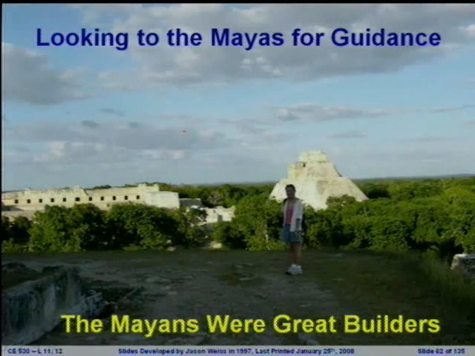Now I'm going to take a step back, and I'm going to point to some other civilizations, and I'm going to point to the Mayans. Anybody know anything about the Mayans? The Mayans are from Mexico. And the Mayans were fantastic builders. So here we can see, I believe this is Chichen Itza, but I would have to look. This is one of the Mayan cities.